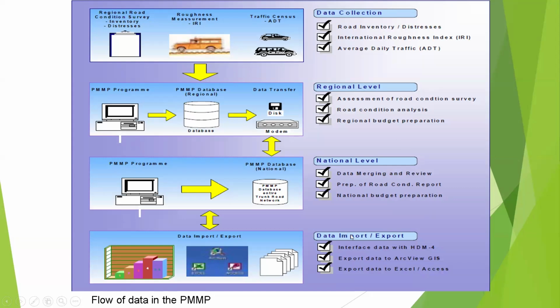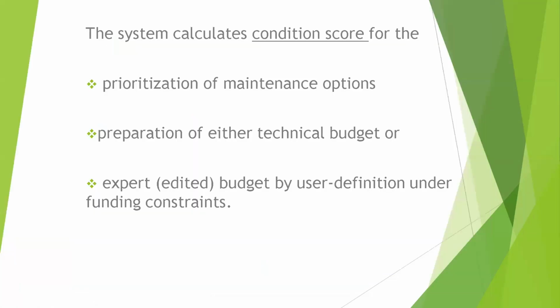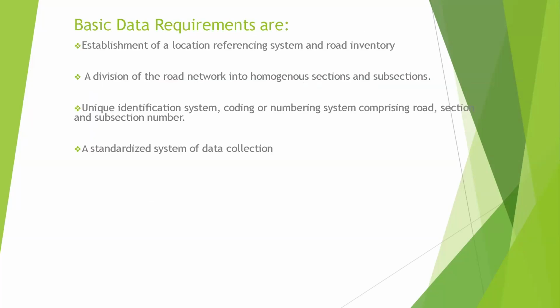So the information is being collected by the road area managers on the field, then sent to the head office so that the head office programs manager collates all these together and runs the analysis. So it calculates what we call a condition score. This helps us to prioritize roads. Remember I said it's a decision supporting tool to prioritize roads for preparation of budgets too, either a technical budget or an expert or edited budget, which I'll talk about briefly.